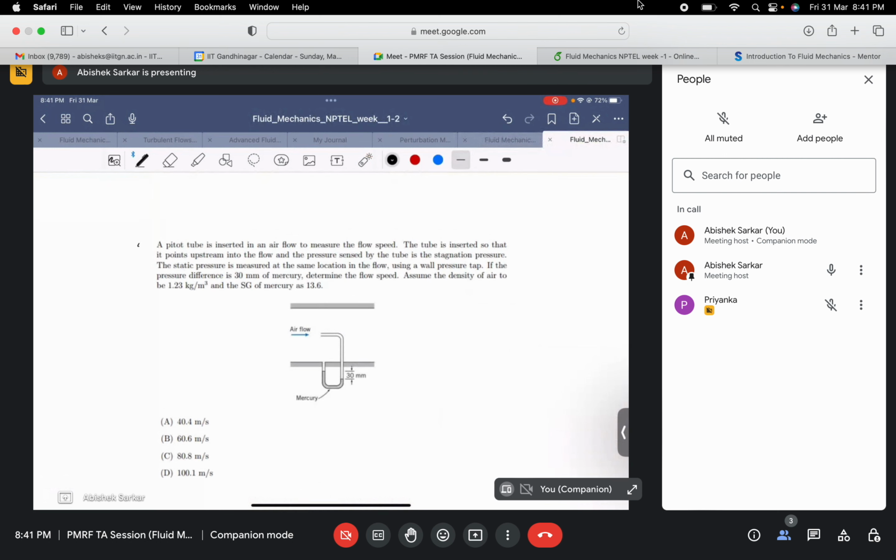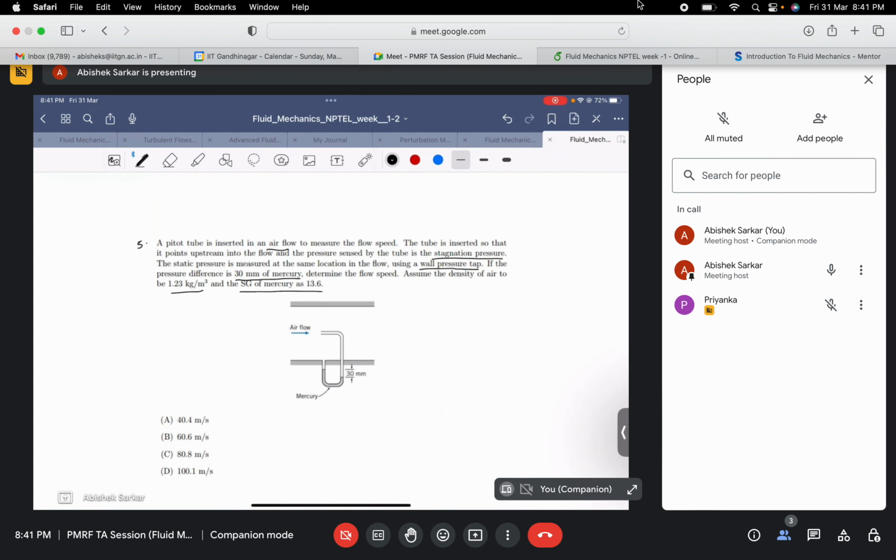So this is question 5, I guess. It's very simple again. A pitot tube is inserted in an airflow to measure the flow speed. The tube is inserted so that it points upstream into the flow, and the pressure sensed by the tube is a stagnation pressure. The static pressure is measured at the same location in the flow using a valve pressure tap. If the pressure difference is 30 mm of mercury, determine the flow speed. Assume the density of the air to be 1.23 kg per meter cube and the specific gravity of mercury to be 13.6.